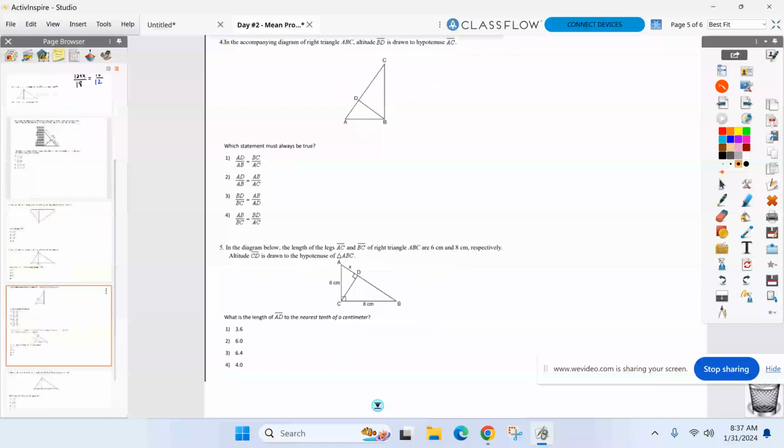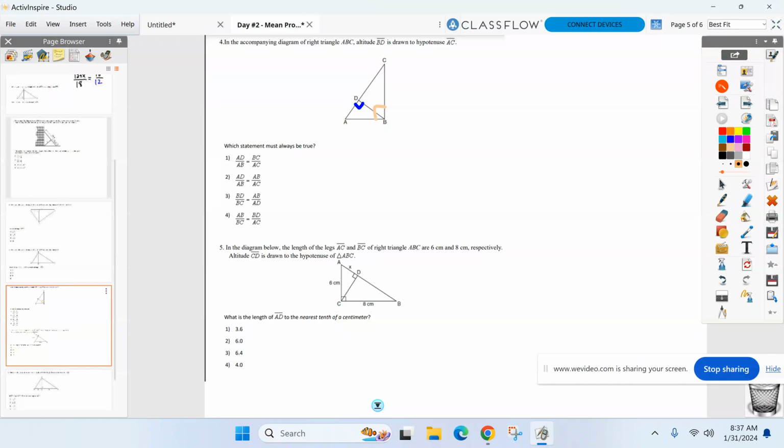Altitude BD is drawn to hypotenuse AC in this right triangle. Oh, I got a right triangle, right angle. And they're telling me I got an altitude BD drawn to the hypotenuse. This looks like a Hills-SAS diagram to me, doesn't it? And they're looking for which statement must always be true.